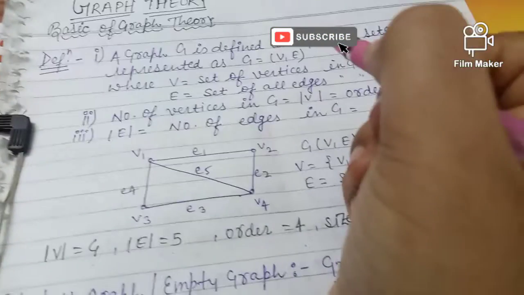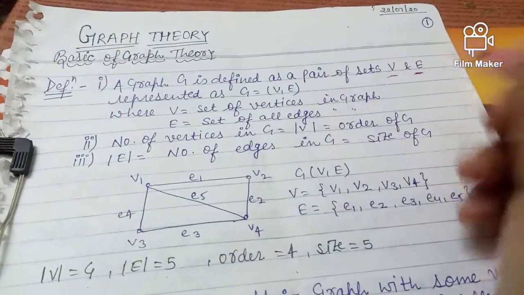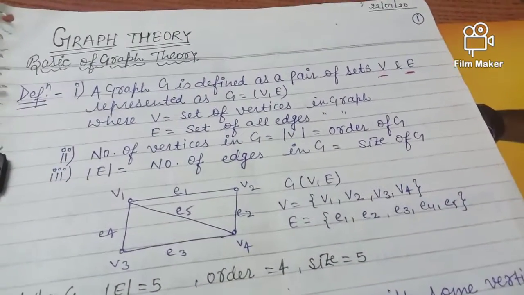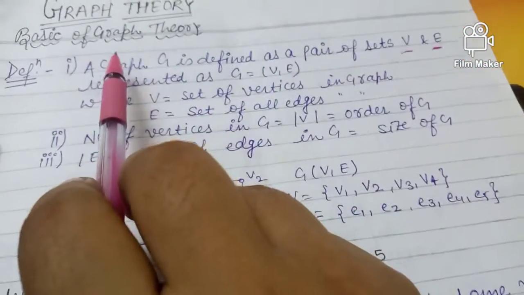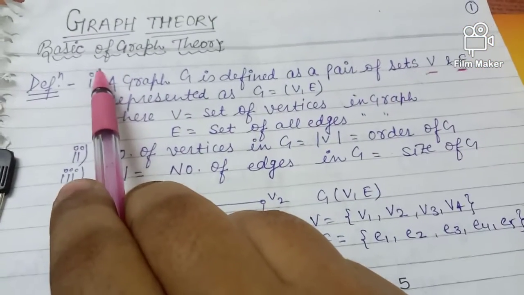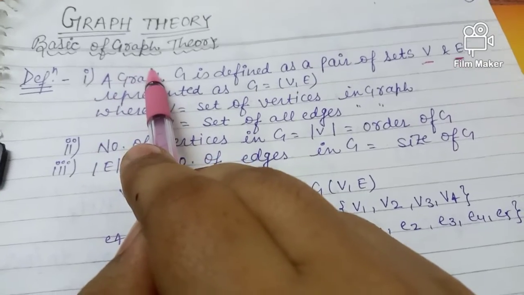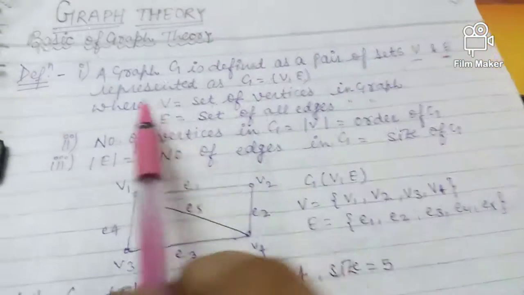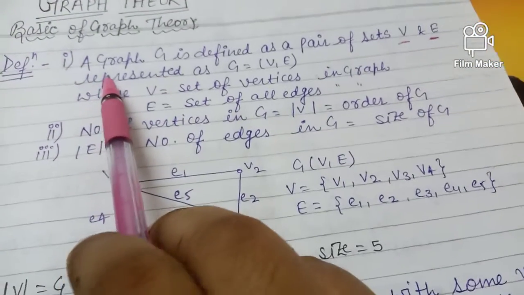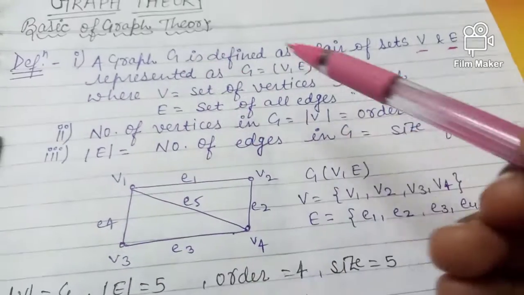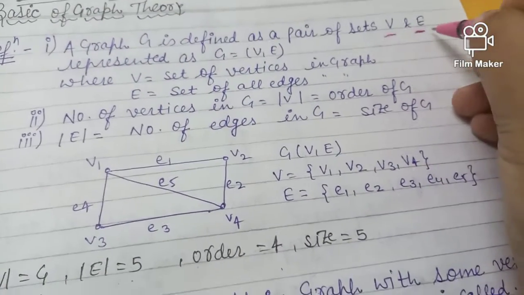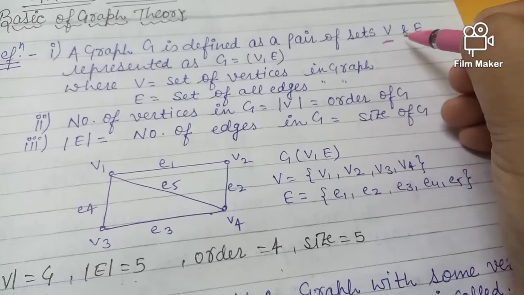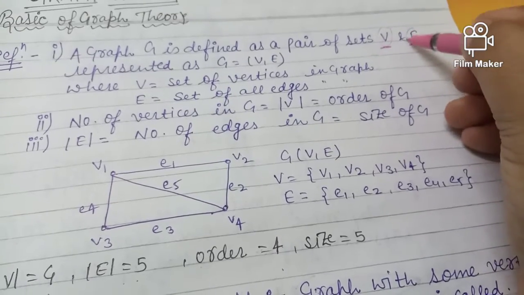Hello everyone. Now I am going to start with graph theory. As you can see over here, what is graph theory? We are going to start with the basics of graph theory. You can see here the definitions of graph theory. A graph is defined as a pair of a set of vertices and edges. We are going to denote vertices as V and edges as E.